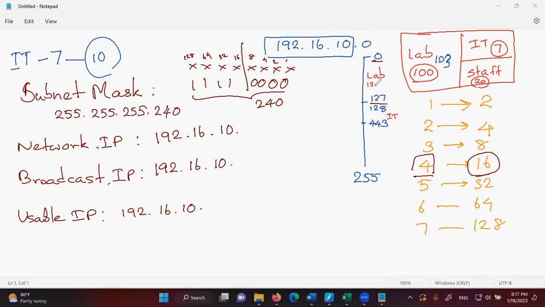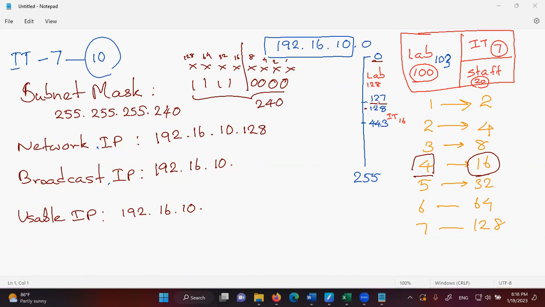Here we have 128 numbers. We have 16 numbers. So we can write the new IP addresses. Network IP, that should be the first IP of the range. So that is 128 now.